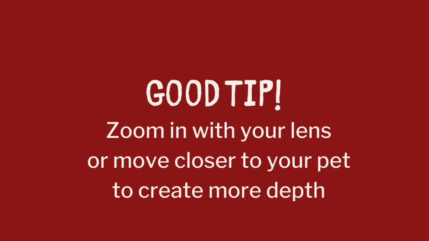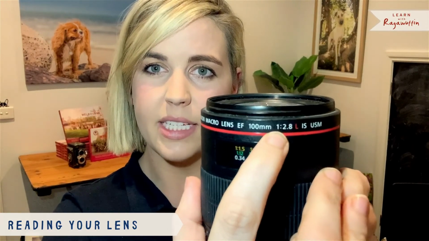You can also zoom in a little bit more with your lens or move closer to your pet to create even more depth. A quick note on lenses and apertures just before we wrap everything up. So you can tell what the maximum aperture of your specific lens is just by having a look on the lens itself. So you'll see a little number somewhere after the focal length, which is the millimeters, that says 1 to 2.8 in this case.